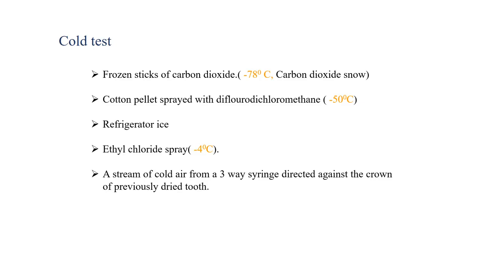Coming to cold test, among the 3 tests, that is heat test, cold test and electric pulp test, the cold test is one of the most reliable tests. Now, there are different methods of using cold test. We can use frozen sticks of carbon dioxide, which is also known as dry ice. We can use cotton pellet, which is sprayed with dichlorodifluoromethane, which is also known as endo ice. We can use ice sticks placed in syringes or small tubes. We can use ethyl chloride spray, and we can use stream of cold air also.